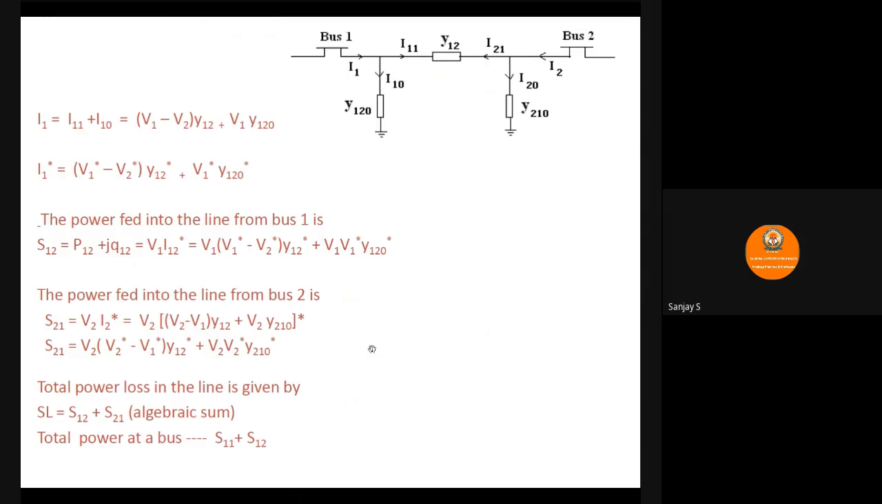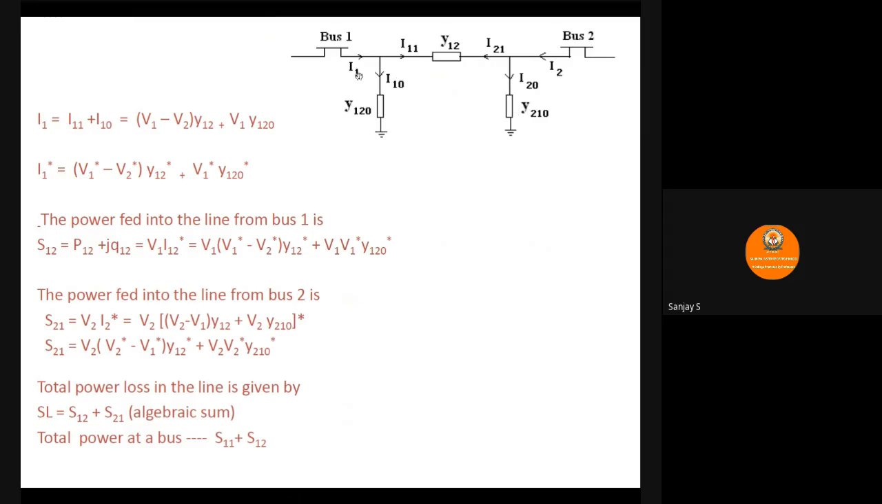So here, let us see some formulas. Please have a look at this network. It has bus 1 and bus 2. In between, there is a transmission line, and the transmission line is modeled using nominal pi model, and the series admittance of the line is Y12. Shunt admittance of the line is Y120 and Y210. These are the line charging admittances. It is named as Y120 because it is in the vicinity of bus 1, and Y210 as it is in the vicinity of bus 2.